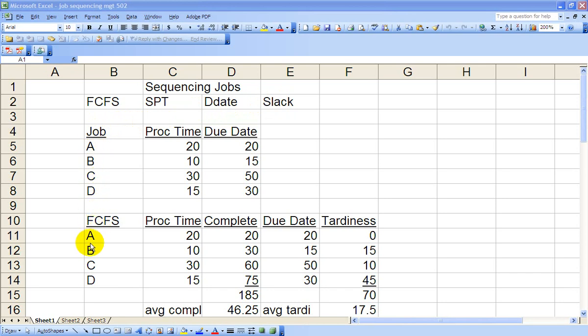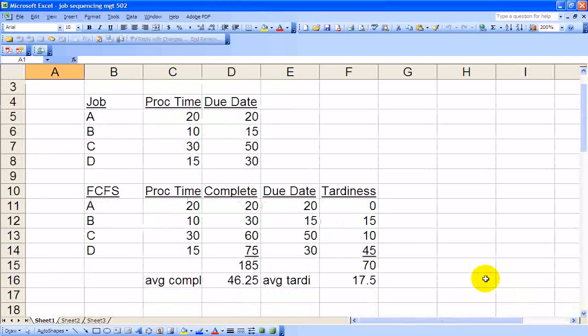First come, first serve. Processing time for job A is 20, 10 for job B, 30 for job C, 15 for job D. And the due dates are 20, 15, 50, and 30 respectively. So with first come, first serve, job A arrives first and is thus completed in time 20.